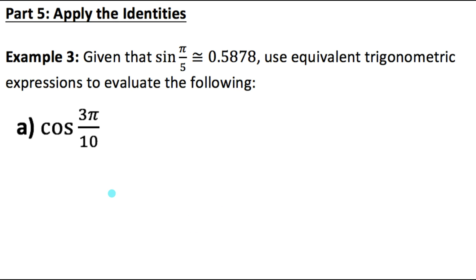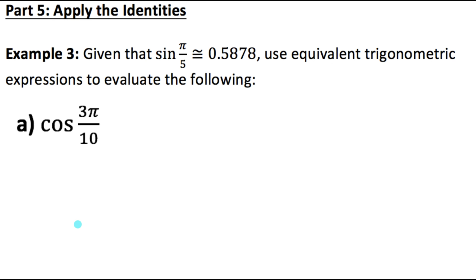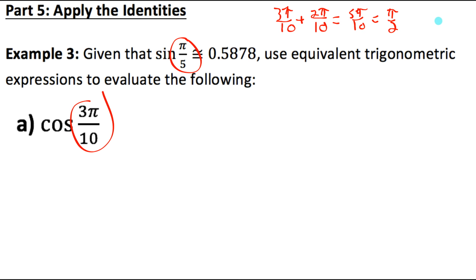This last example is just going to be a way that we can apply the cofunction identity. Given that sine of pi over 5 equals this approximate value, let's use equivalent trig expressions to evaluate cosine of 3 pi over 10. Well, I know I'm going to be able to use the cofunction identity because I know 3 pi over 10 and pi over 5 are complementary angles. How do I know that? Well, 3 pi over 10 plus pi over 5, right? Pi over 5 is 2 pi over 10. That gives me 5 pi over 10, which is pi over 2 radians, which is 90 degrees.